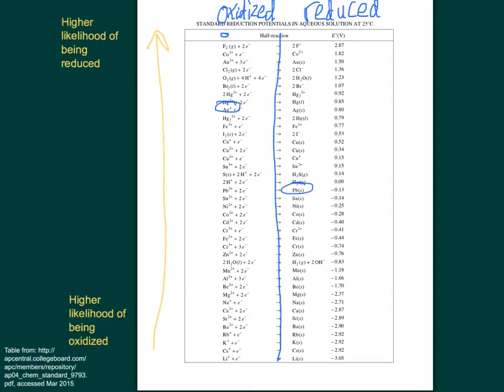Okay, if we look at the two of these, the one that wants to be reduced, again looking at our writing over here, higher likelihood of being reduced, is going to be the one that's higher up on the table. That's the Ag+ going to Ag, that reduction. The lower down one, lead 2+ going to lead, does not want to be reduced as much as silver does, and therefore it is more likely to be oxidized while the silver is reduced.